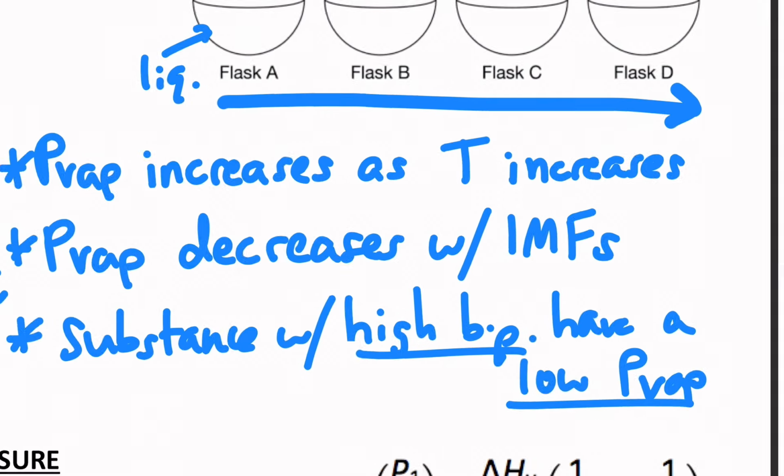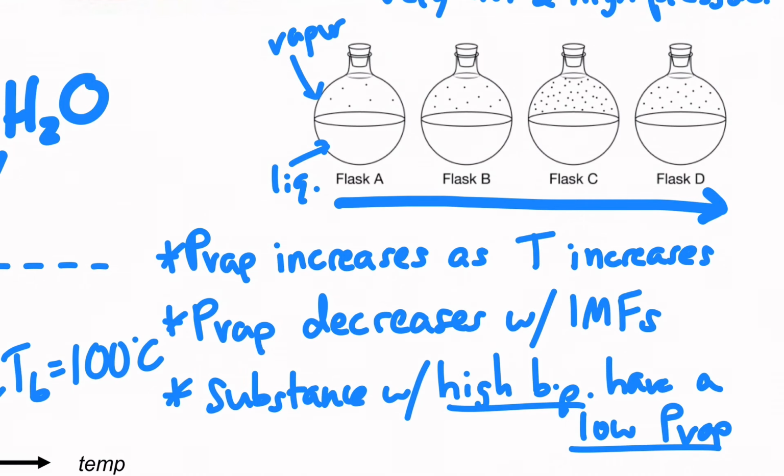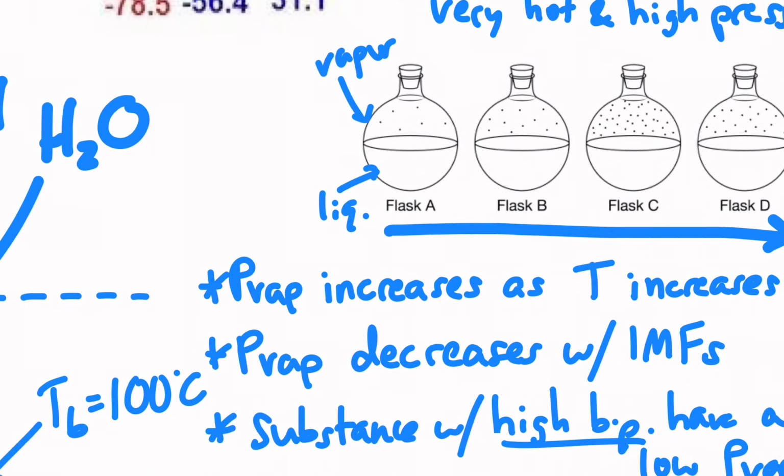And you can remember that if you just think about what that means. Something that doesn't boil very easily doesn't exert a lot of vapor. It will stay in the liquid phase. Something that's vaporizing a lot will have a higher amount of vapor pressure present.